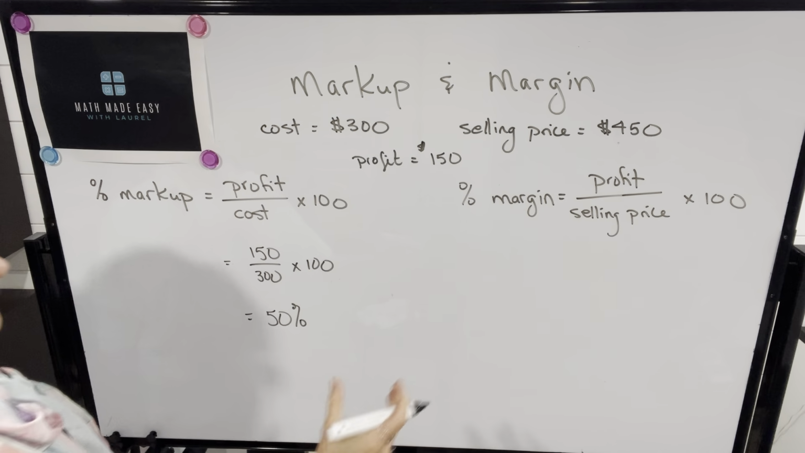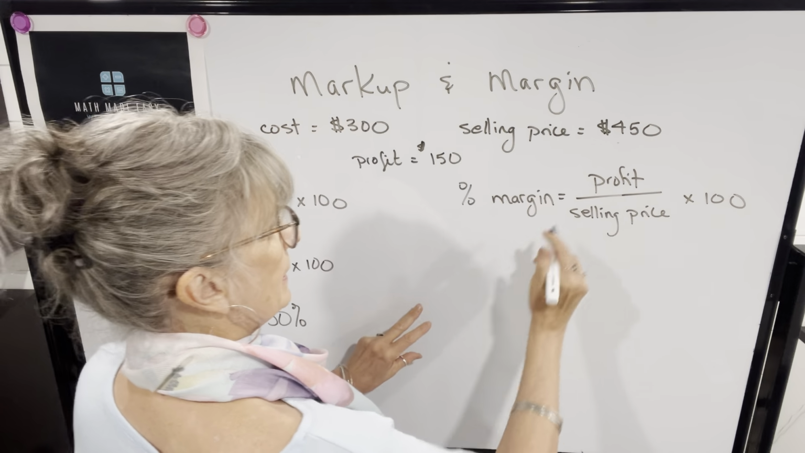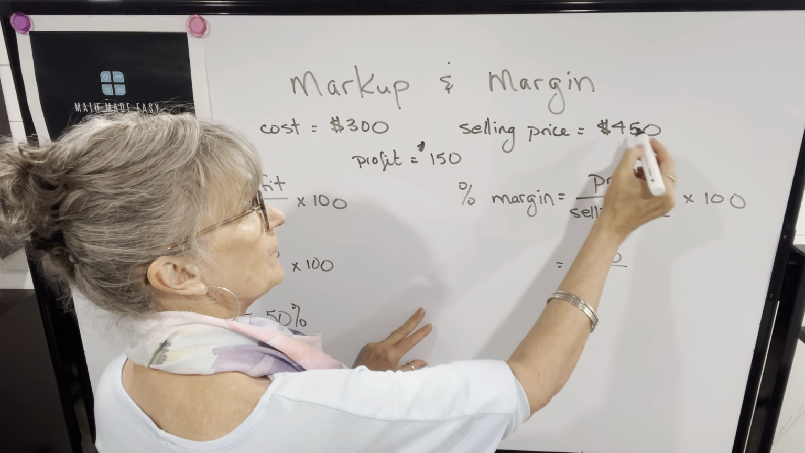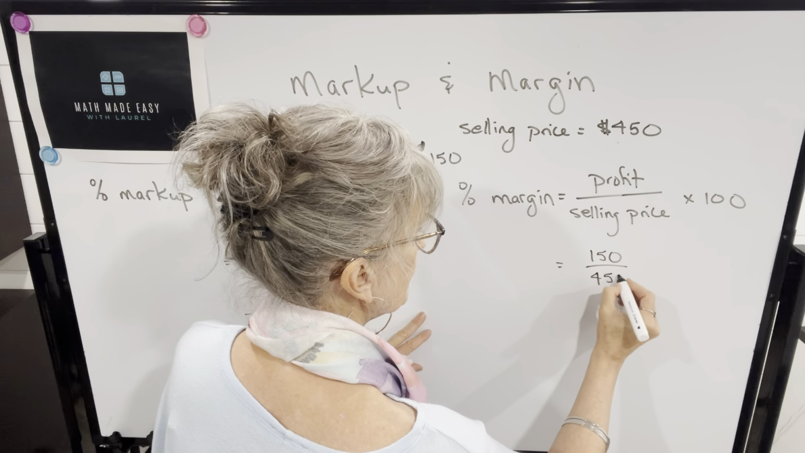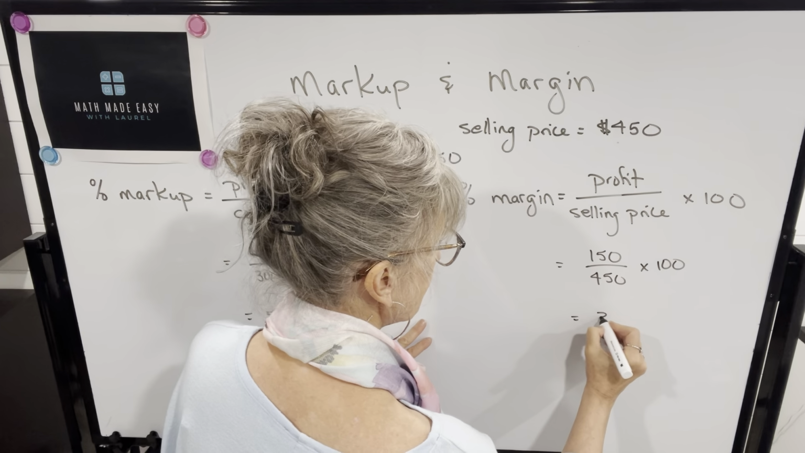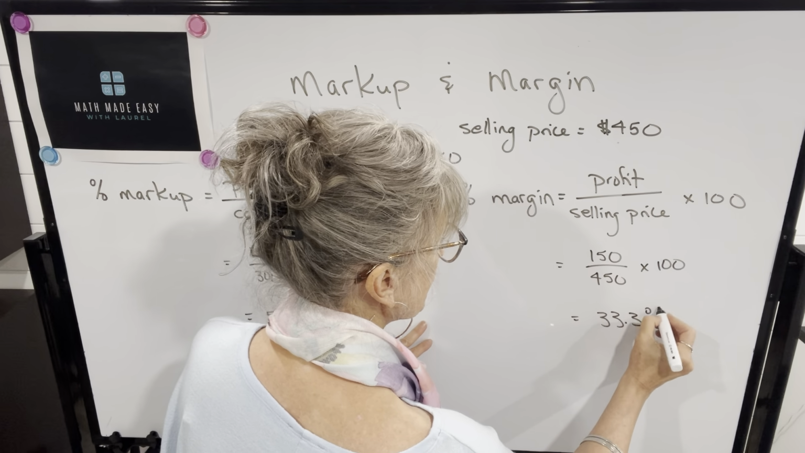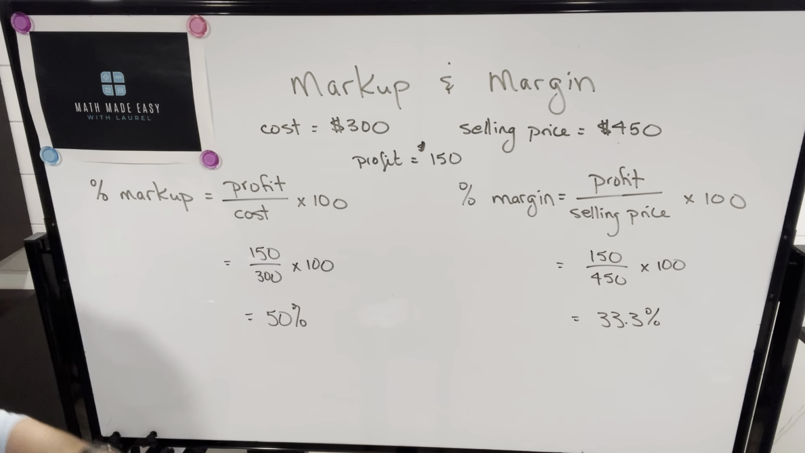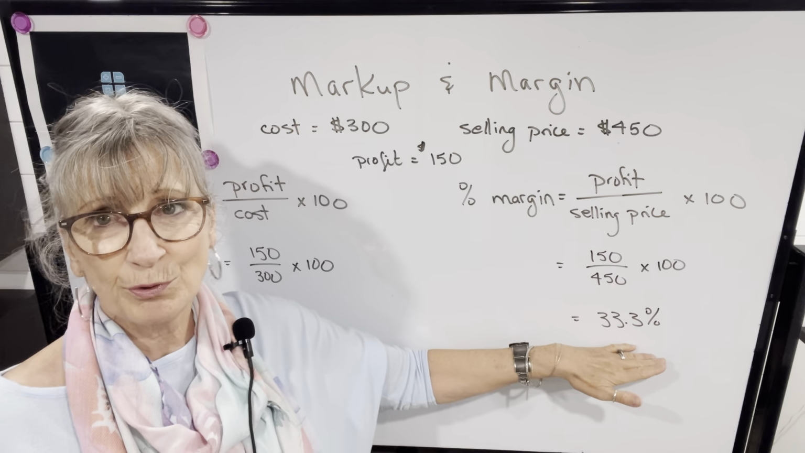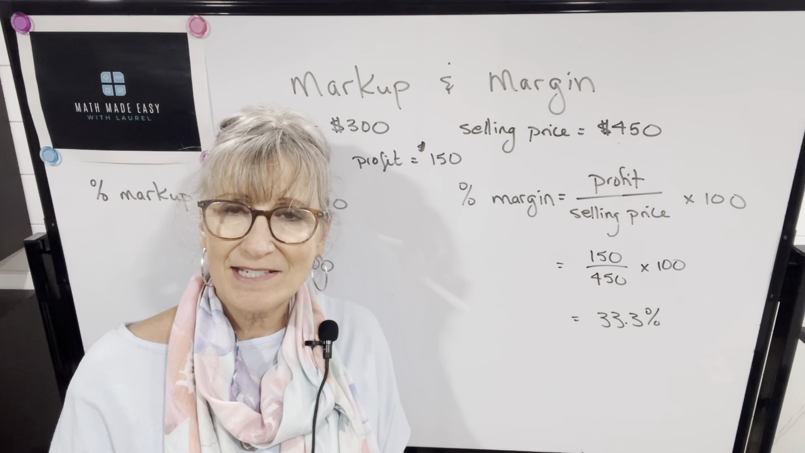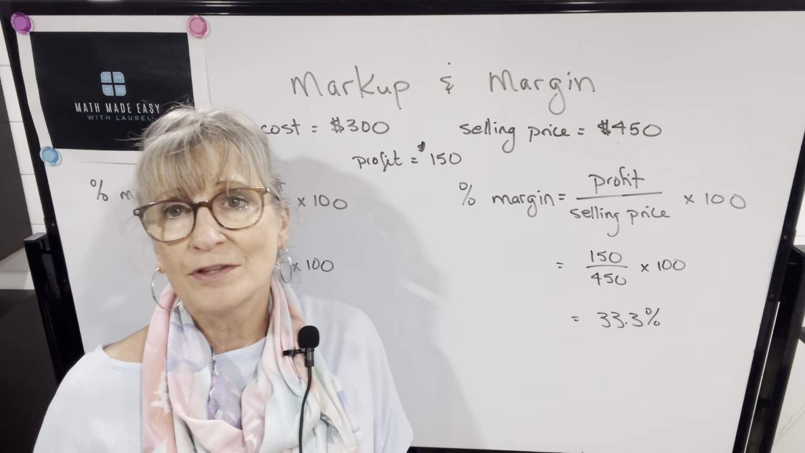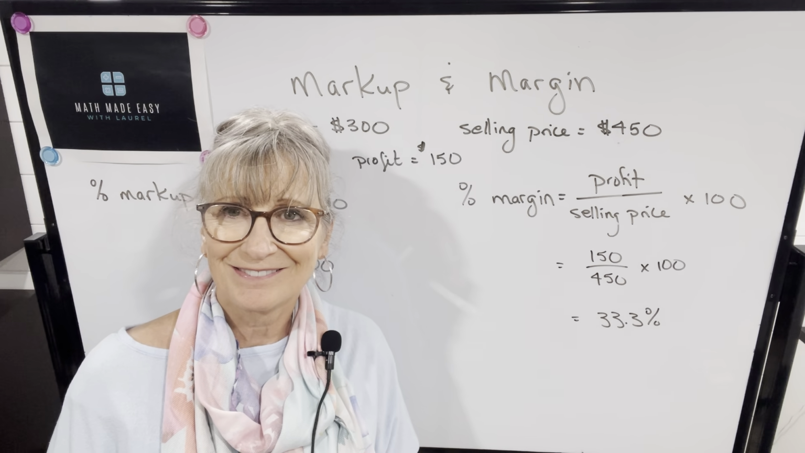If on the other hand I'm finding percent margin, I'm going to take that profit of $150 and find what percent it is of the selling price of $450. So I divide and then I multiply by 100 to change it to a percent, and that will be 33.3%. So percent markup is 50% and percent margin is 33.3%. Now let's take a look at questions where we might be asked the cost or the selling price when we know the percent markup or the percent margin.